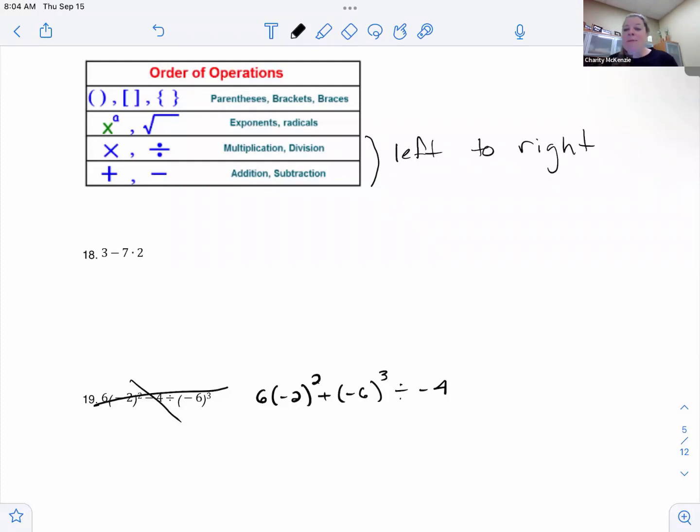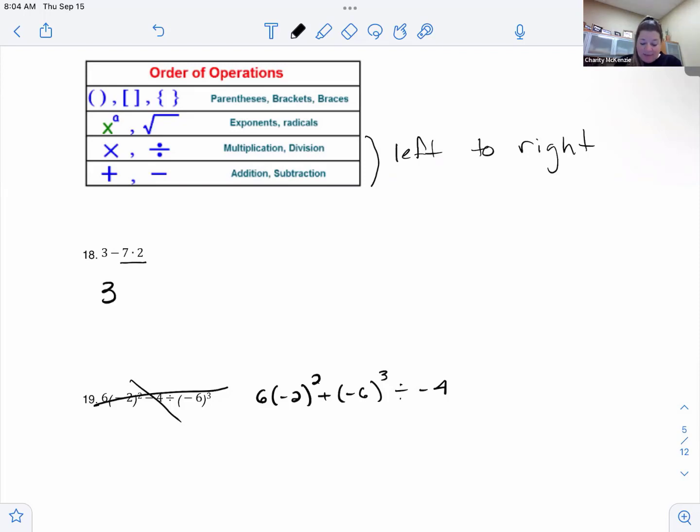So let's look at problem 18 here. If we look at this problem, what should we do first? Do we have any grouping symbols or parentheses? Nope. Do we have any exponents? Nope. Do we have any multiplication or division? Yes. So we have multiplication here, and that's from left to right. We only have one, so we take care of that first.